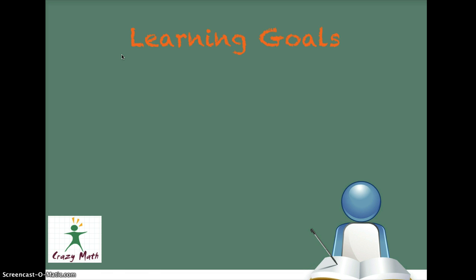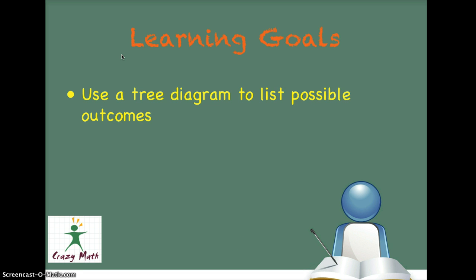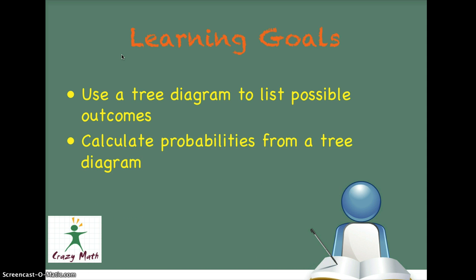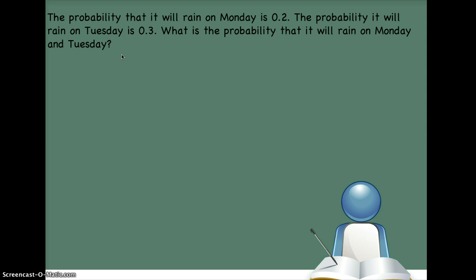The learning goals for this video are to use a tree diagram to list possible outcomes and to calculate probabilities from a tree diagram. Here's a problem that we're going to use to learn all those goals.